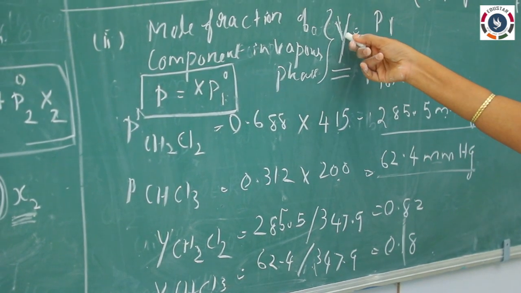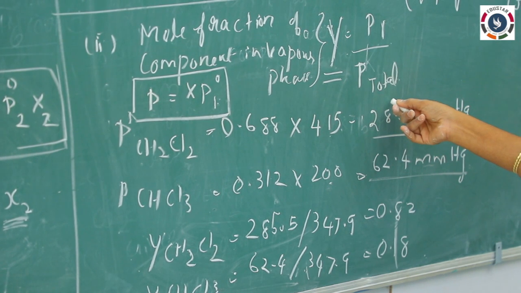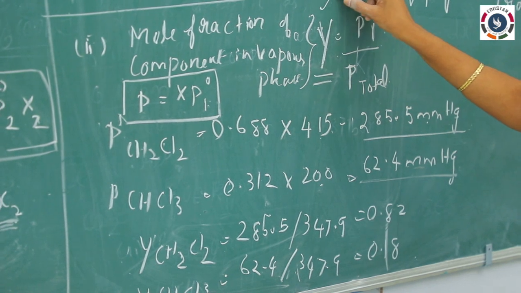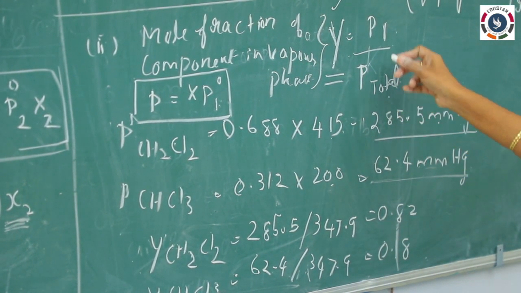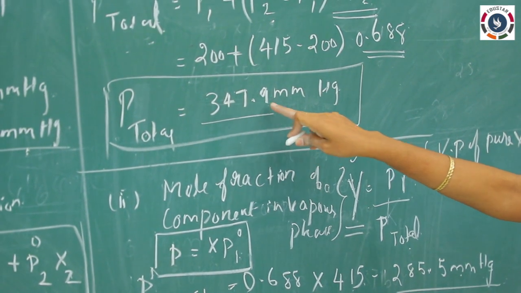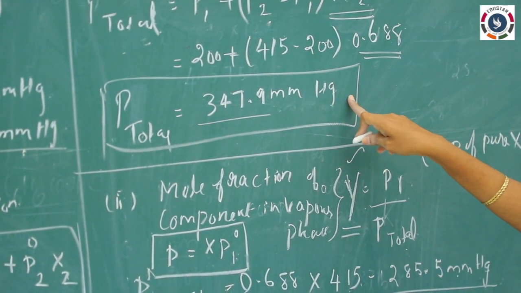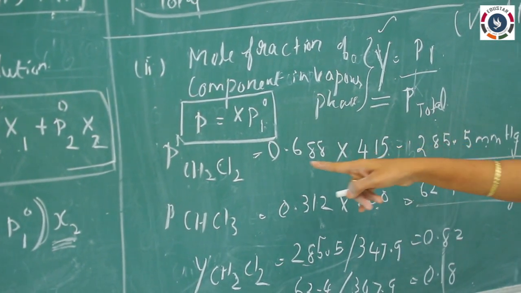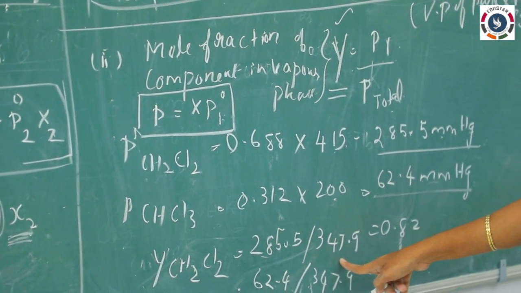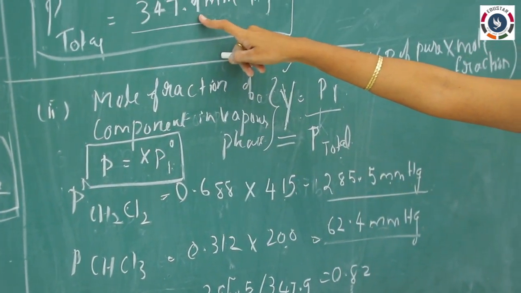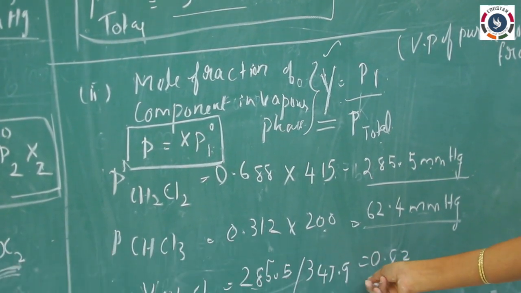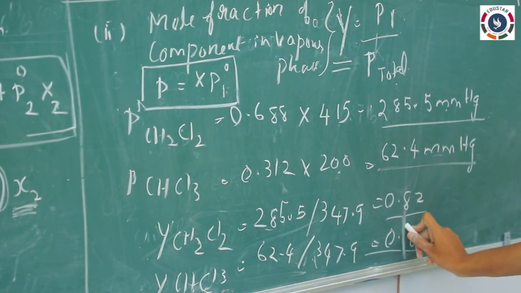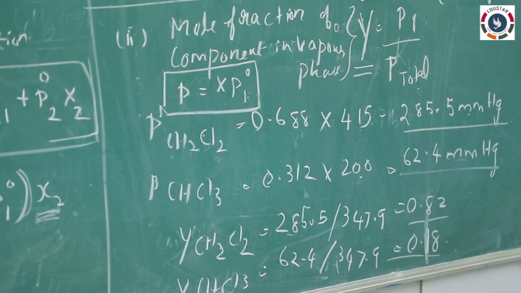Now I am going to substitute in this formula, that is y is equal to P1 divided by P total. What is the P1? We have found it out just now. This y is going to be found. Total pressure, the first one, 347.9 mmHg is the total vapor pressure of the solution. So 285.5, this is the pressure of dichloromethane, divided by the total vapor pressure 347.9 mmHg. I am getting this value. Similarly, I am substituting for chloroform, I am getting 0.18. Okay. So, that is all about this problem.